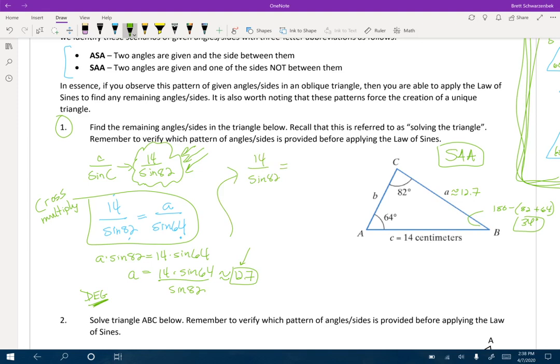So we don't know what little b is, but we now know that big B is 34, so we're going to do the sine of 34. If we follow the same algebra logic, we get b times the sine of 82 is equal to 14 times the sine of 34. We divide both sides by sine 82, and we get 14 sine of 34 over the sine of 82, which in the calculator is going to give you 7.9.